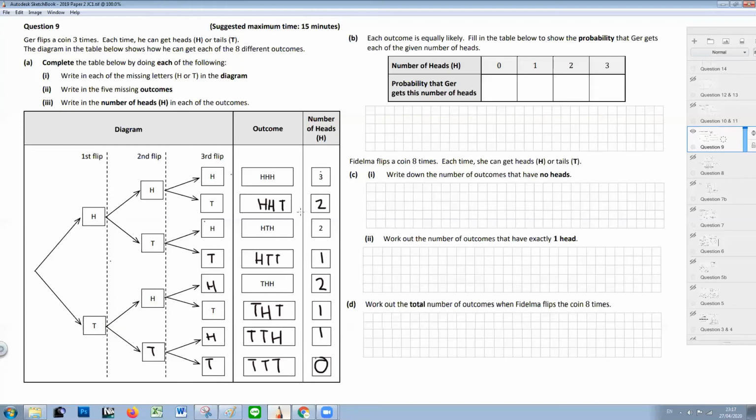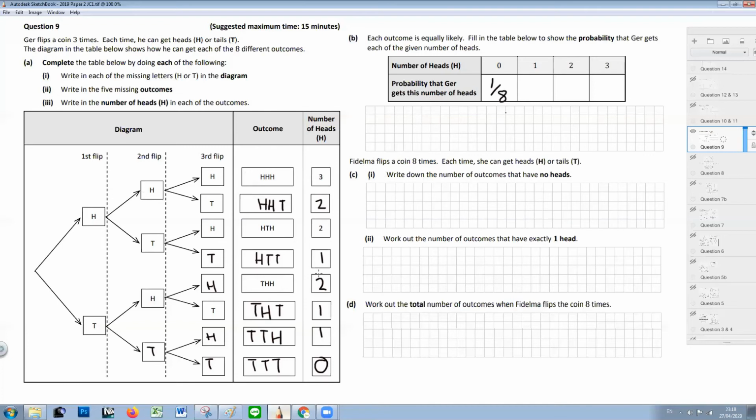Each outcome is equally likely. Fill in the table below to show the probability that Jer gets each of a given number of heads. So there's 8 possible outcomes. So we've 1, 2, 3, 4, 5, 6, 7, 8 possible outcomes. We already know that from the top. So there's 8 scenarios that he can end up with. Now, if he ends up with 0 number of heads, there's only 1 scenario he can do that. So there's 1 divided by 8.